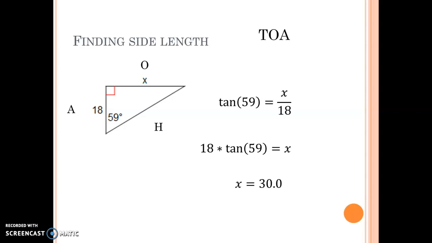All right, so that's the basics of trig and finding side lengths. We're going to practice this, and we're going to push it a little bit further next time.